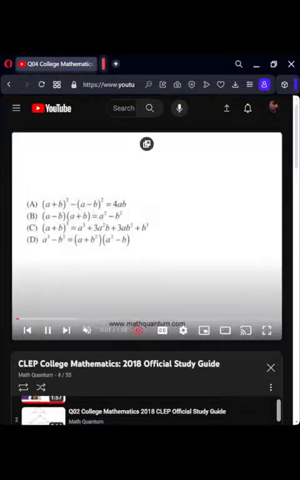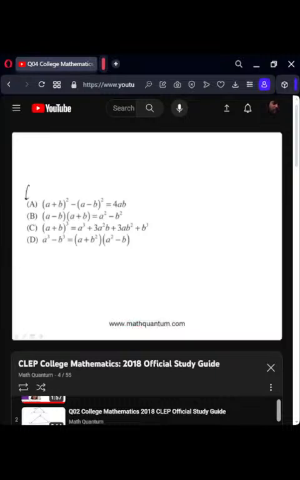So here we have to identify the statement that is not true for all real numbers a and b. So let's look at some of the familiar ones. I see the difference of squares. Yes, this is true for all values of a and b, so that one is out.